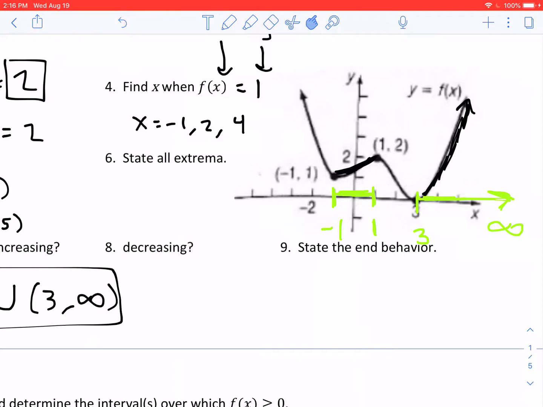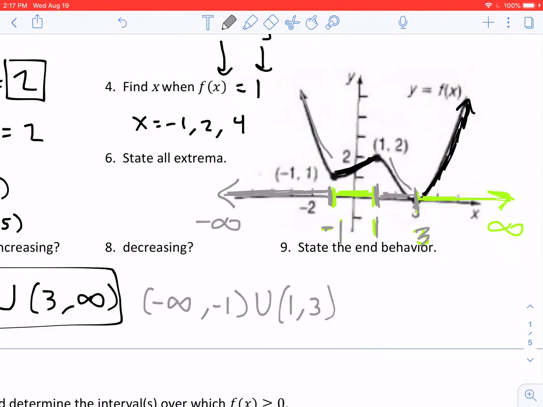Okay. A similar story is going to happen for the decreasing sections. Again, visually it's pretty clear that it's decreasing over this space and this space, but we want the x-axis. So it is decreasing from negative infinity up to here at negative 1. Negative 1. And from 1 to 3. Okay? These are the sections where it's decreasing. So if we refer to the x-axis, negative infinity to negative 1, union 1 to 3. Awesome.